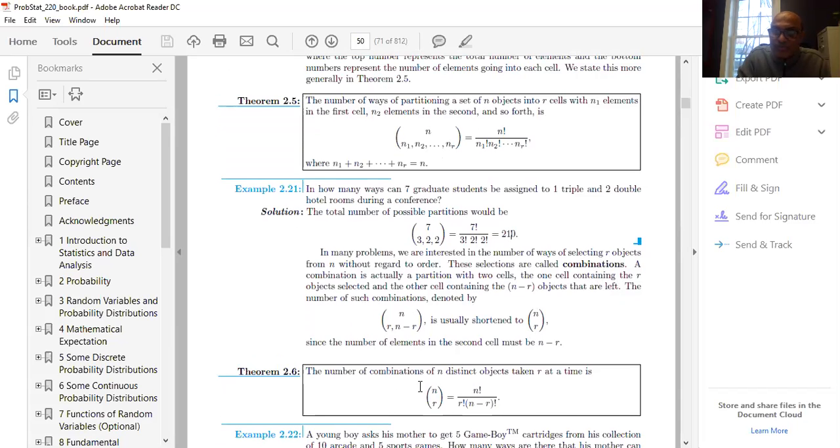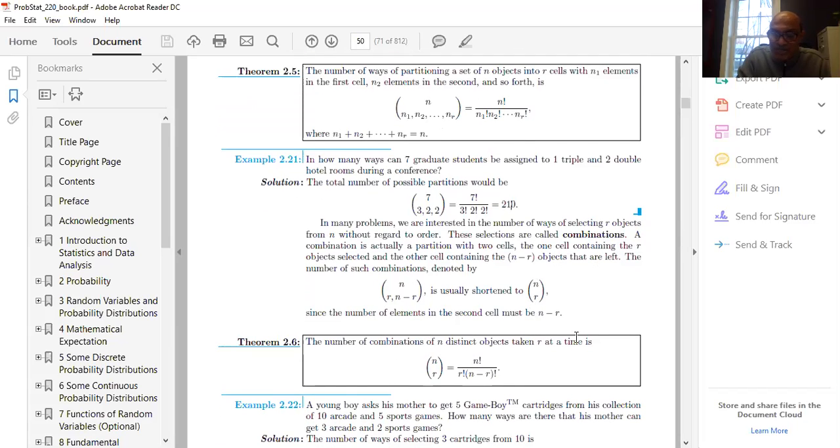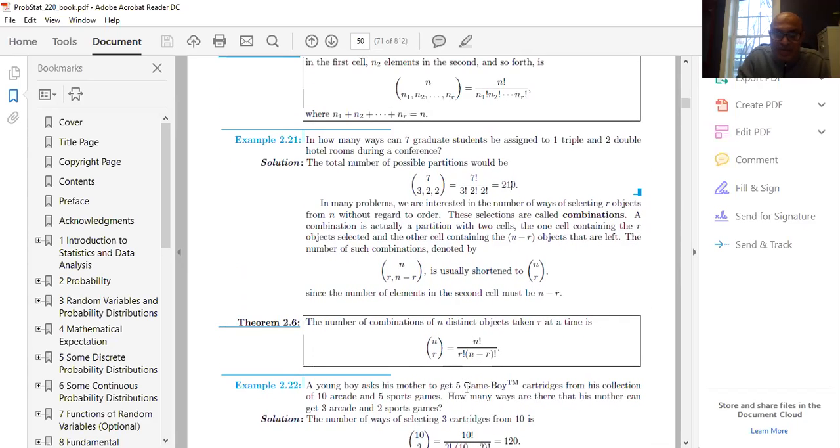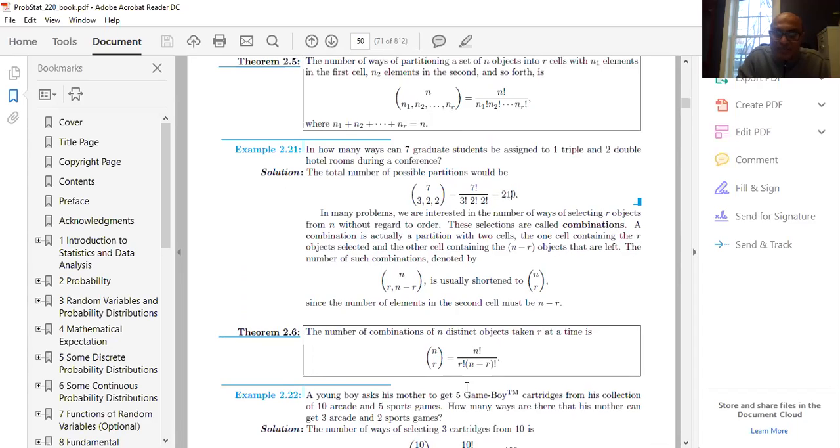So the definition for the combination, in which order is not important: the number of combinations of N distinct objects taken R at a time is given by N factorial over N minus R factorial times R factorial. So this R factorial is the additional term for the combination compared to the permutation. Let's go for this example. Now, I would like to read you this example, and we can solve that example too. And then after we will start solving some of the examples from the book.